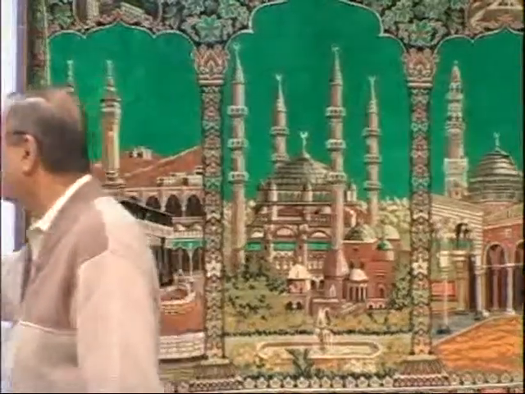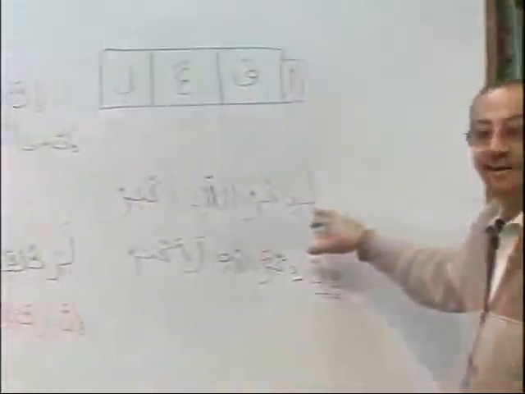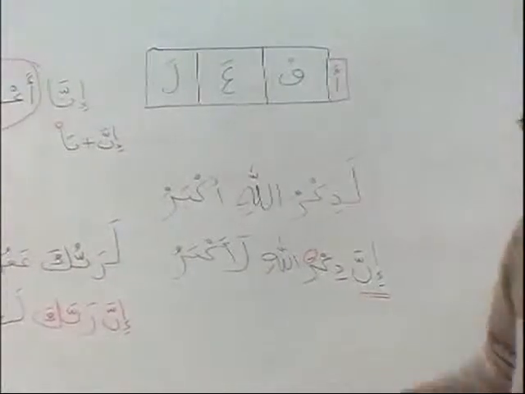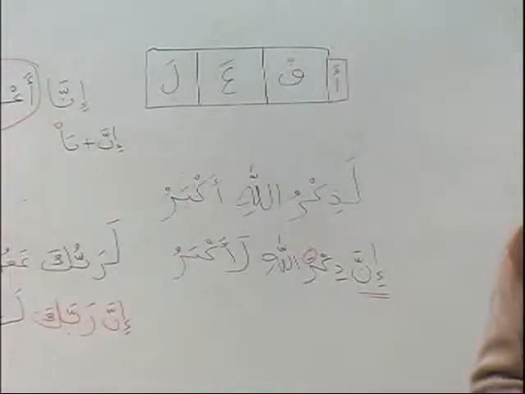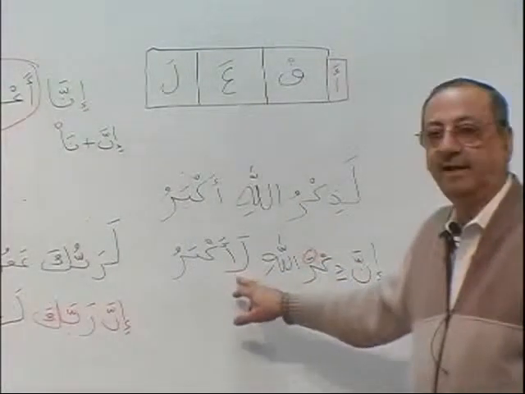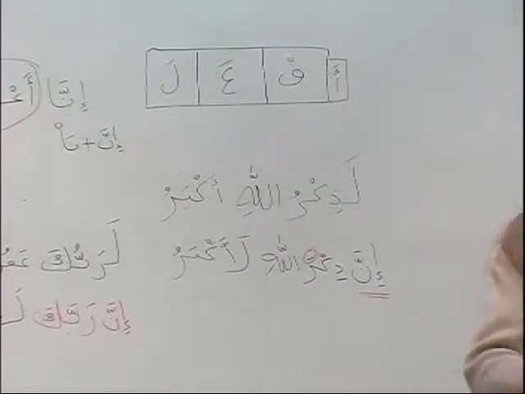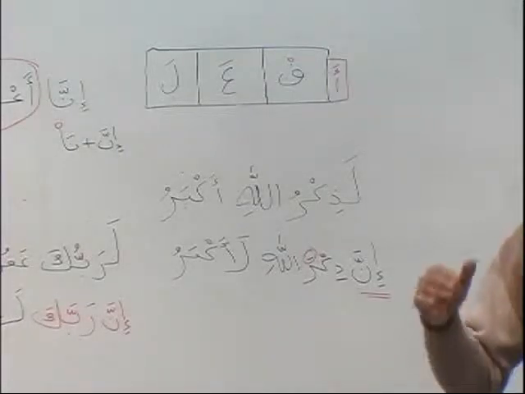But now we have to understand that when Lam comes in the beginning, we call it Lamu Ibtida. But when Lam goes there, then we call it Lamu Muzahlaka. What is it? Muzahlaka. Okay, it means the Lam that slipped.